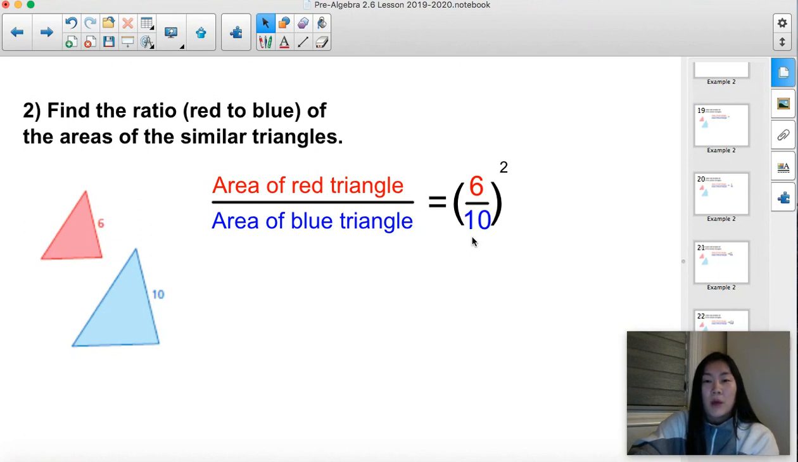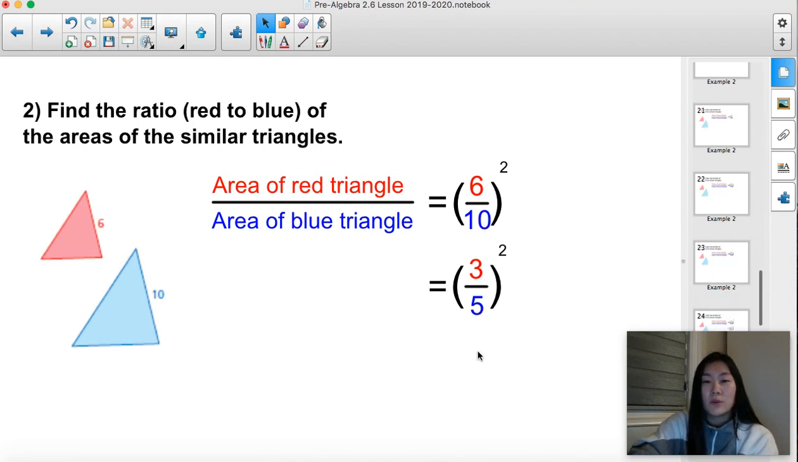But I need to always simplify. I'm going to simplify the inside first. So 6 over 10 becomes 3 over 5. How? I'm going to divide top and bottom, both the numerator and the denominator, by 2. So 6 divided by 2 is 3. 10 divided by 2 is 5.